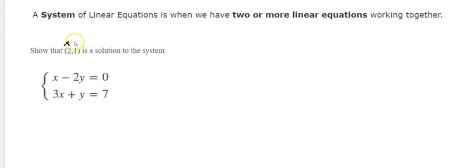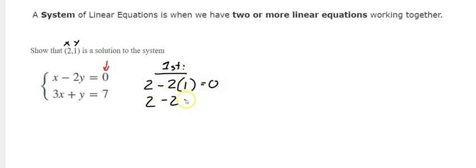So we have an x value and we have a y value, and what we're going to do is take x and y and replace them into each equation, solve the equation, and see if we get the answer prescribed. So let's try the first equation here. First, we're going to put the 2 in right here for the x, minus 2, and then we're going to take the 1 and put it here. Does that equal 0? Well, 2 minus 2 is going to equal 0, so that one checks out.